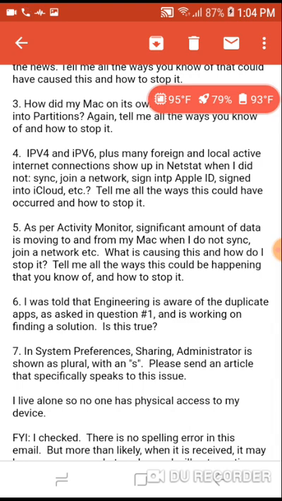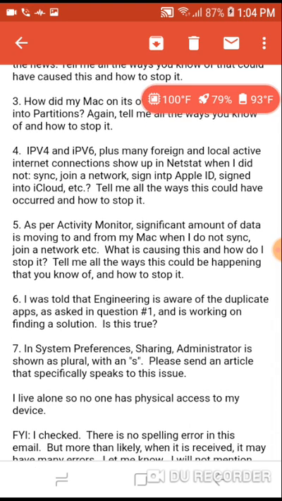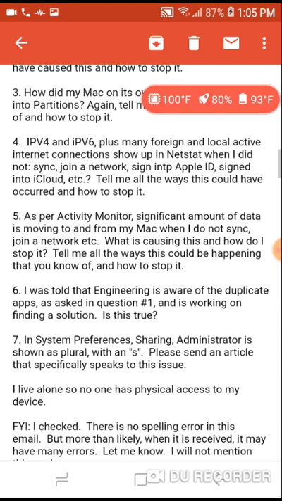I think we've already attended to number 5 because number 5 is me talking about data moving in and out and how do I stop it, right? And what I hear you say is data should not be moving in and out if I do not sync, I did not join a network, and the best thing to do is to just do a proper wipe. That's what I'm seeing. Because a lot of the things you're describing to me sound like a lot of really, really bizarre system or software related issues.